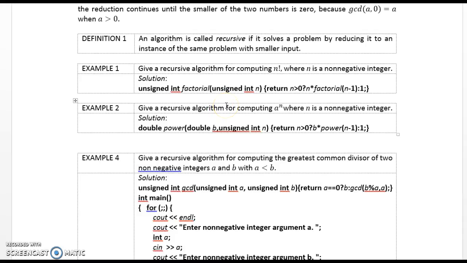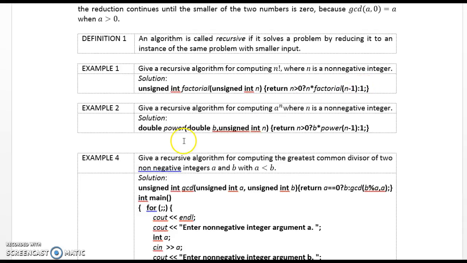So what that says is we're going to take only non-negative integers, and we're going to ask the question, is n greater than 0? And if it is greater than 0, then we're going to return n times factorial of n minus 1, calling factorial recursively. Otherwise, in the case where n is equal to 0, we're going to return 1.